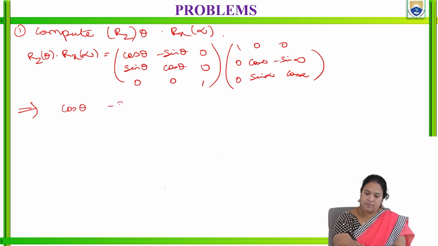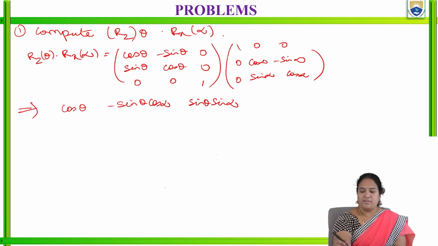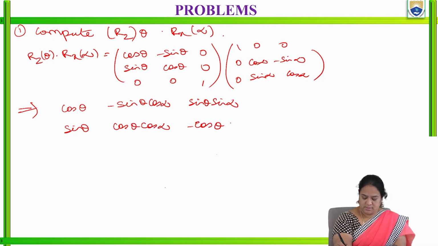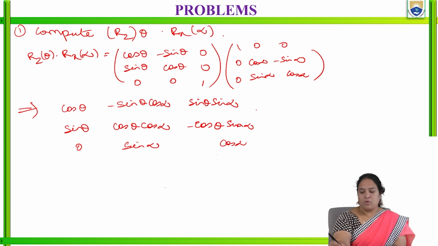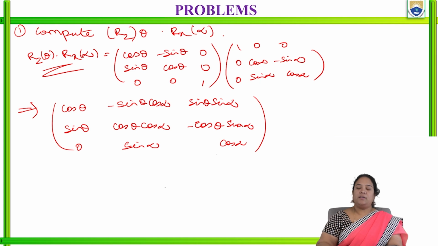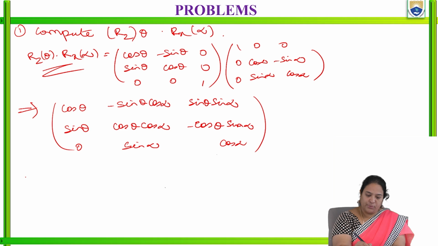Cos theta into minus sin theta cos alpha into sin theta sin alpha. That is here, when we are multiplying both the equation matrices: cos theta cos alpha, minus cos theta sin alpha, 0, sin alpha, cos alpha. This is the final equation which we are getting when we are multiplying these particular two equations. Right, now we need to compute.